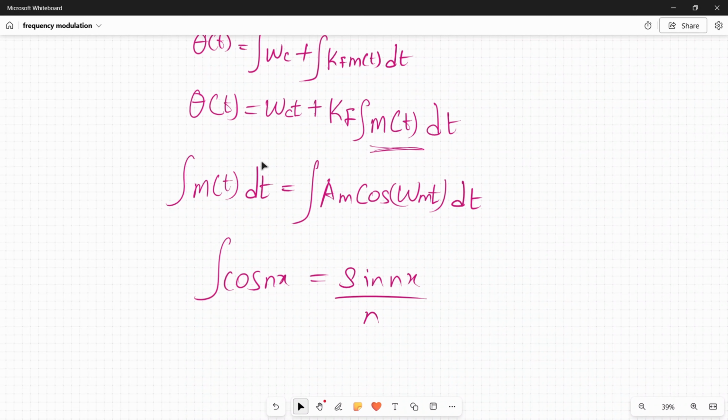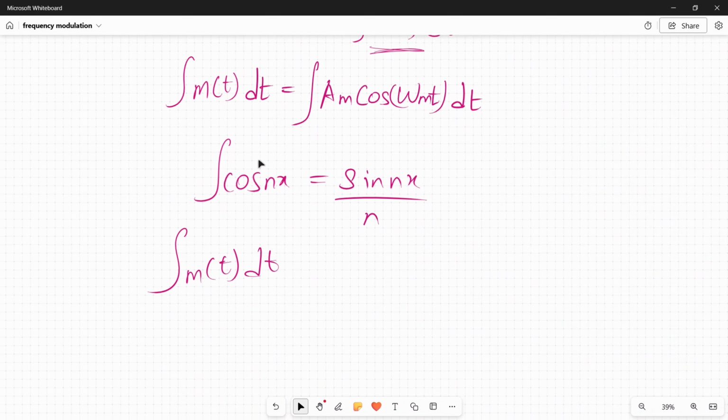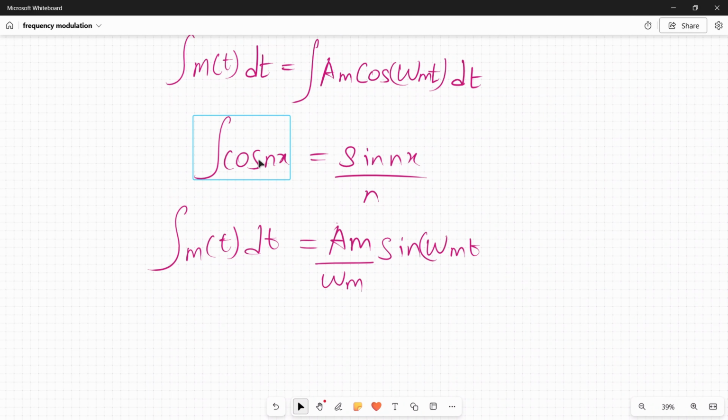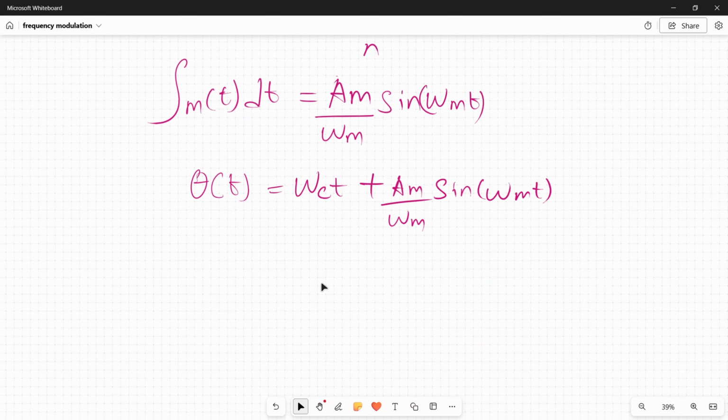Should I use a different variable aside from n? I hope you guys understand. So our integral of m of t is equal to, so we're going to plug this back into the equation for instantaneous phase. So our instantaneous phase is equal to wct plus, oh, mistake, forgot to add.